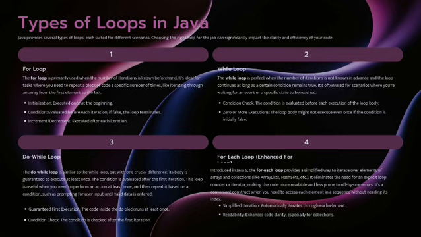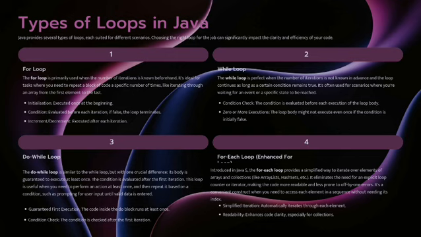Next one is do while loop. The do while loop is similar to the while loop, but with one crucial difference. Its body is guaranteed to execute at least once. The condition is evaluated after the first iteration. This loop is useful when you need to perform an action at least once, and then repeat it based on a condition, such as prompting for user input until valid data is entered.